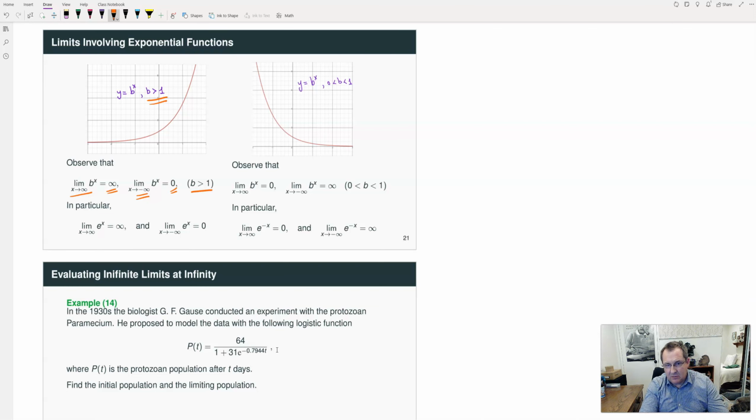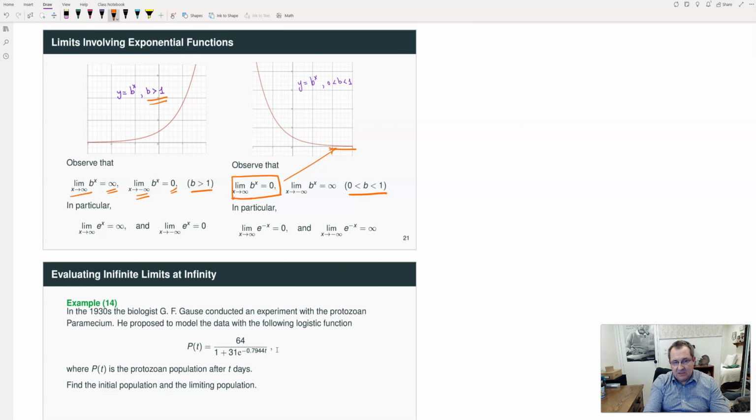The opposite situation is in the case when the base is between 0 and 1. So it's strictly less than 1, but strictly greater than 0. In that case, as x approaches infinity, the exponential function goes to 0. So we have that limit. On the other hand, if we go to negative infinity, the exponential function becomes infinite. So the limit at negative infinity will be equal to infinity in the case when the base is between 0 and 1.